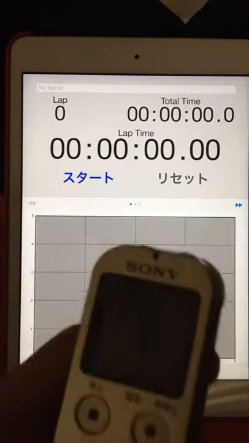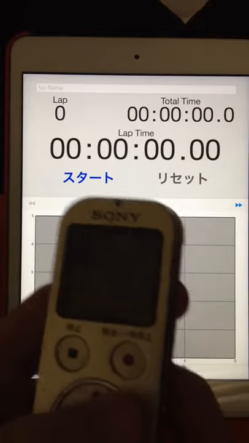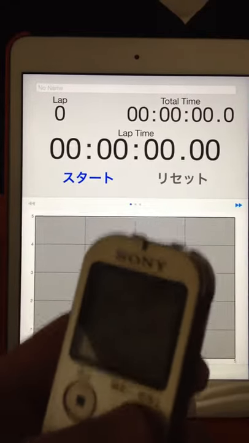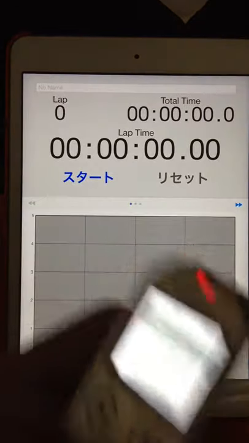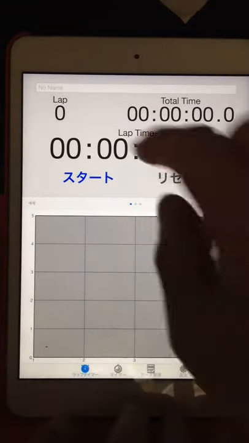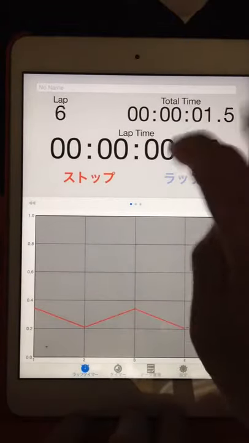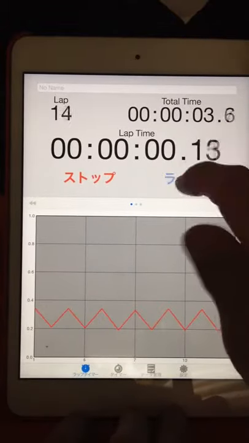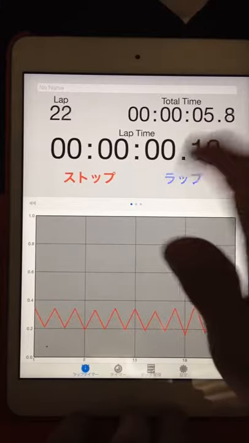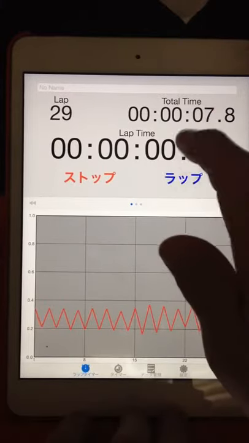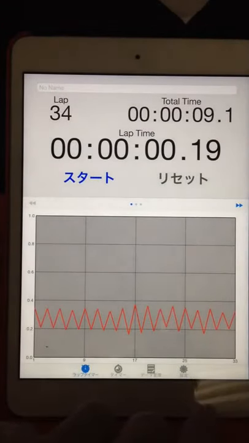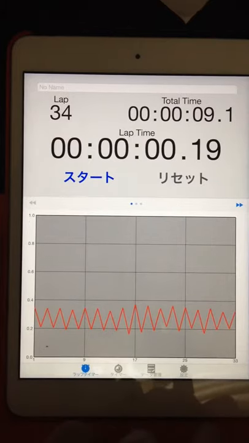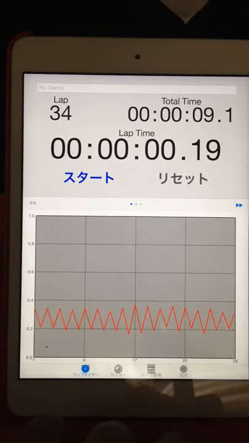Every morning experiment on timing progression. Let's start thinking and tapping. 1, 2, 3, 4. Today it's not singing, just tapping.